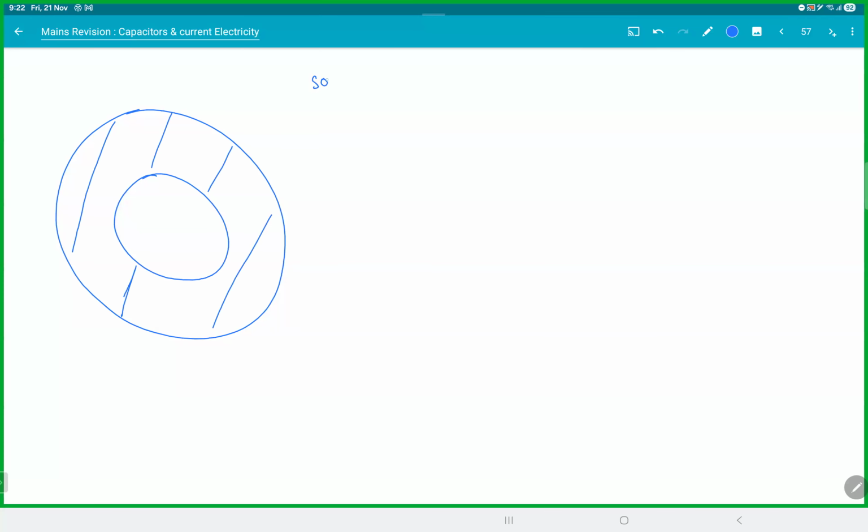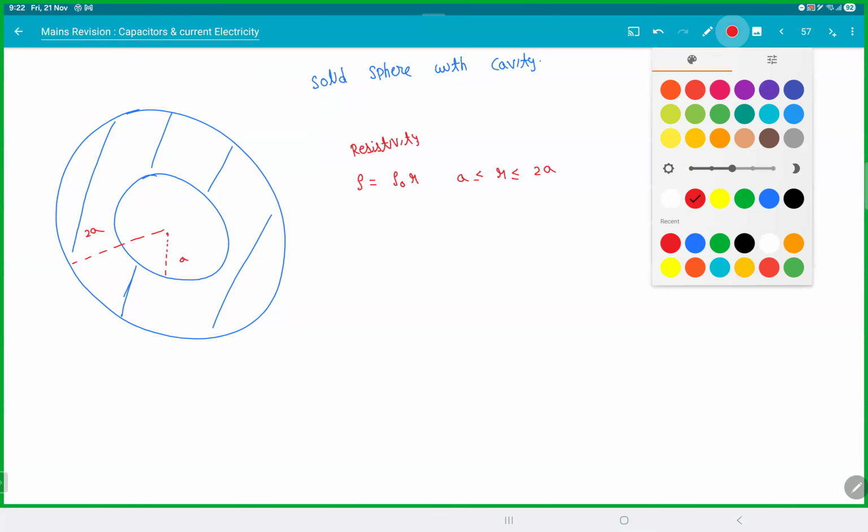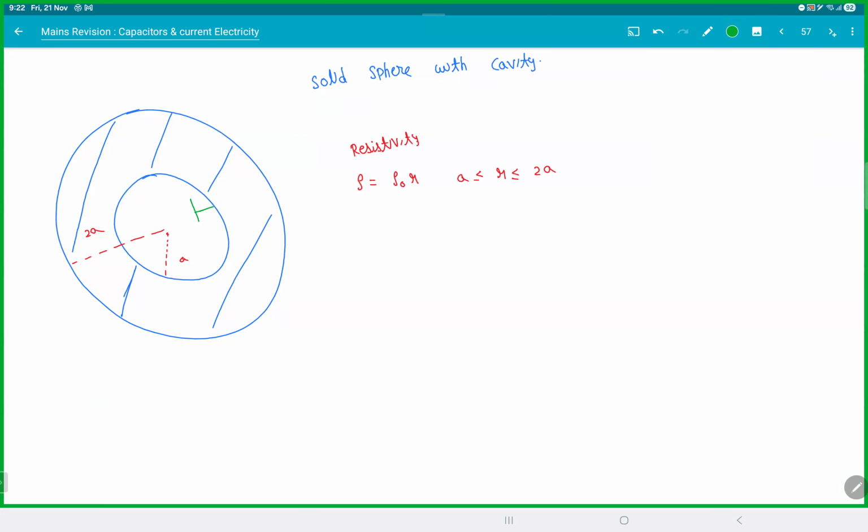It's a solid sphere with a cavity. The inner radius is A, outer radius is 2A. The resistivity is given by rho naught into r, where r is between A and 2A. So your resistivity is changing. Let's say you connected this to a battery. This is at voltage V and this is grounded. So current is going radially from in to out.